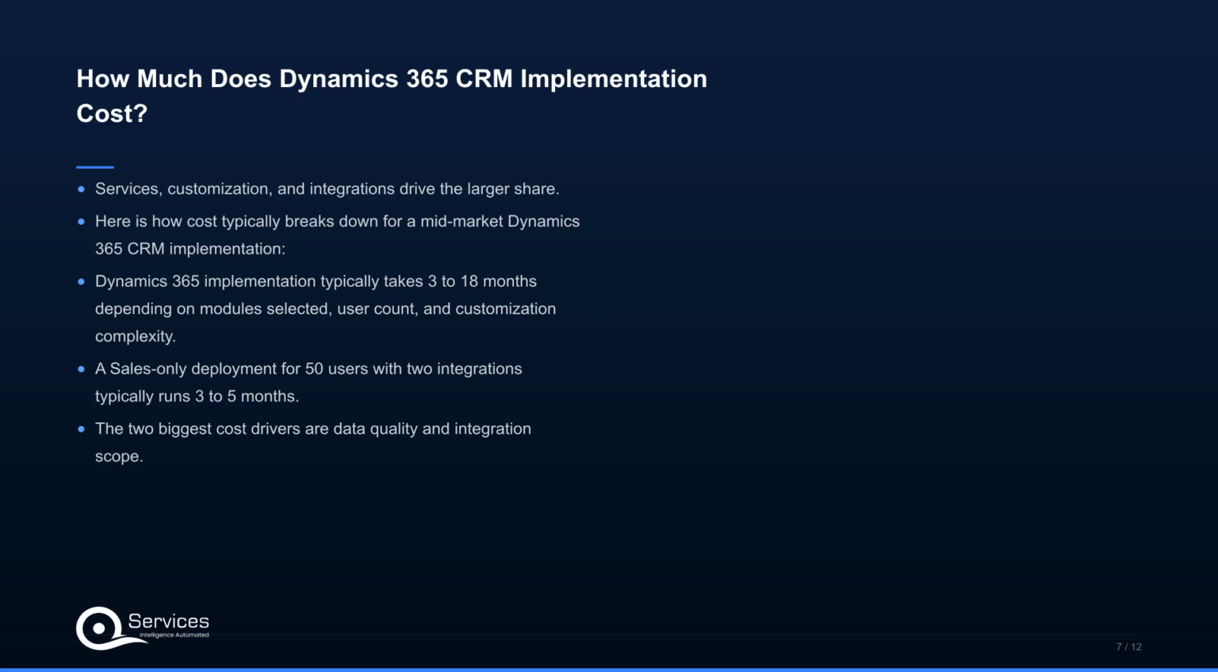Here is how cost typically breaks down for a mid-market Dynamics 365 CRM implementation. Dynamics 365 implementation typically takes 3 to 18 months depending on modules selected, user count, and customization complexity. A sales-only deployment for 50 users with 2 integrations typically runs 3 to 5 months.